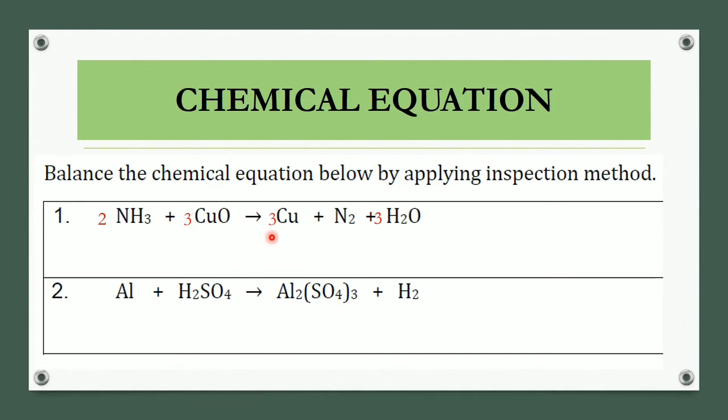So this will be the balanced chemical equation. So you can see the number of nitrogen atom is 2, the number of hydrogen atom is 6, and there are 3 copper atoms and also 3 oxygen atoms.